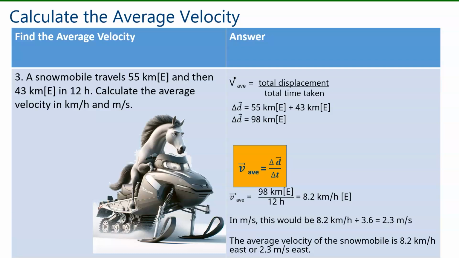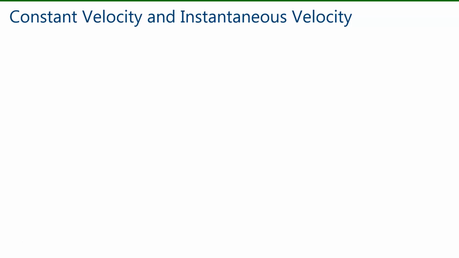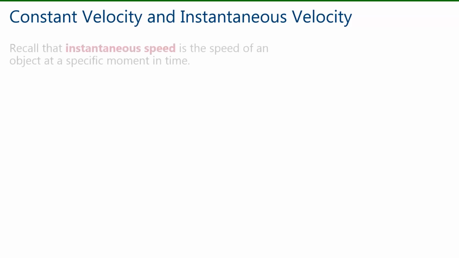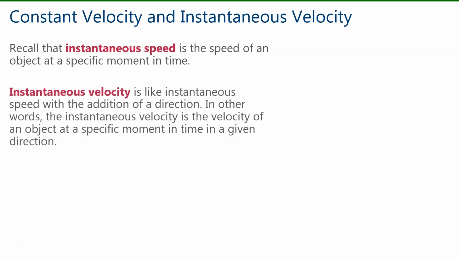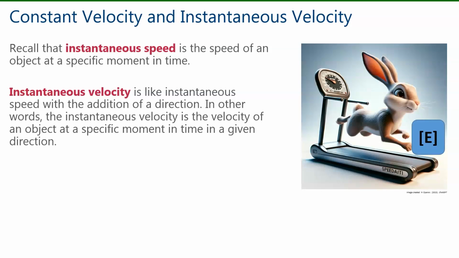Let's look at the definitions for constant velocity and instantaneous velocity. Recall that instantaneous speed is the speed of an object at a specific moment in time. Instantaneous velocity is like instantaneous speed with the addition of a direction. In other words, the instantaneous velocity is the velocity of an object at a specific moment in time in a given direction.